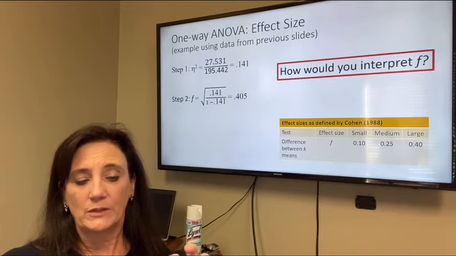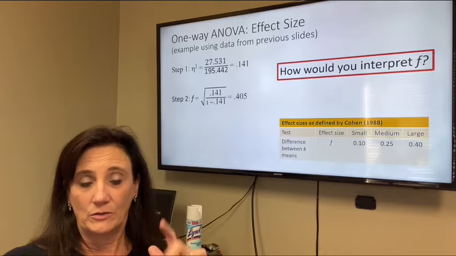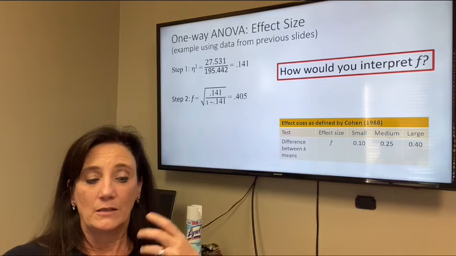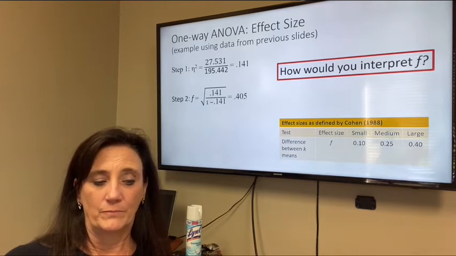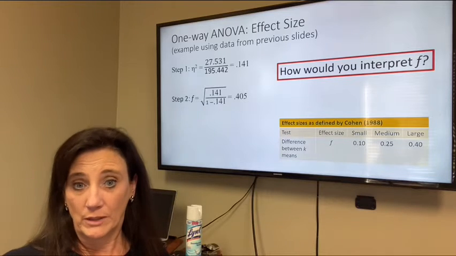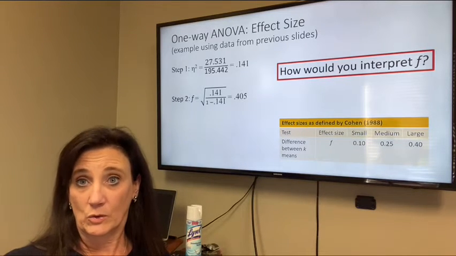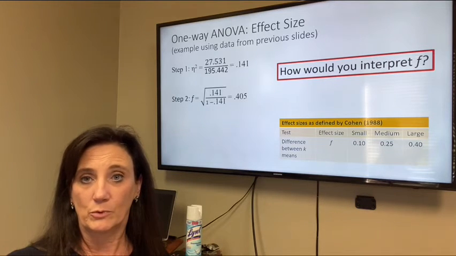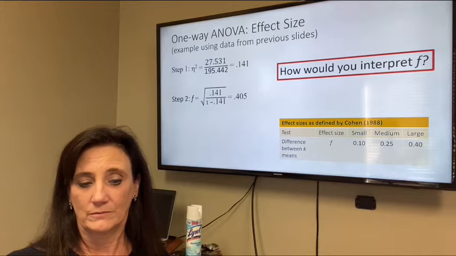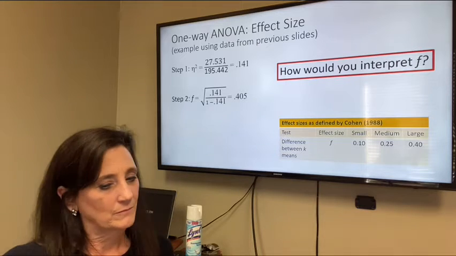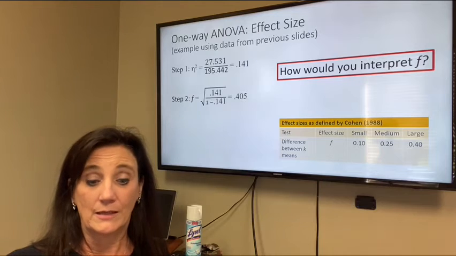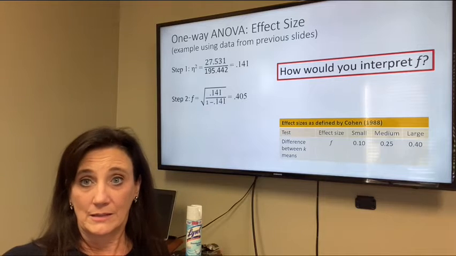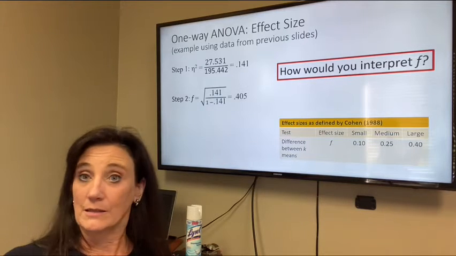But what we really are after is an f value, so we've got to convert eta squared to f. To do that, we take eta squared divided by 1 minus eta squared and take the square root of that. If you do that computation, you're going to come out with f equals 0.405. How do you interpret f? Well, if you look at your table, you see that that is a large effect size. So that tells you right there that the differences among all these groups is a large effect.